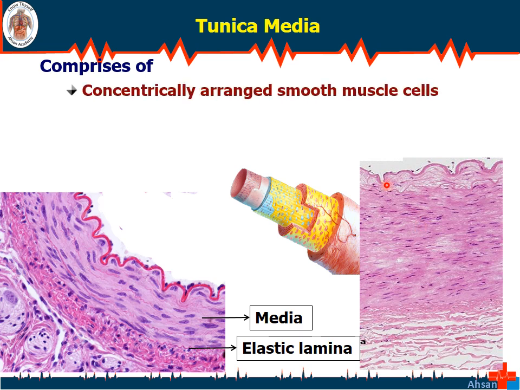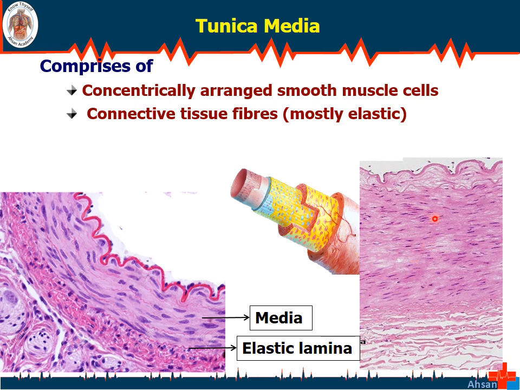So media comprises concentrically arranged smooth muscle. The spindle shaped nucleus is the smooth muscle, and its cell is also spindle shaped. In the lower power view, you can see these are the nuclei, and all are smooth muscle cells. They are circularly arranged.